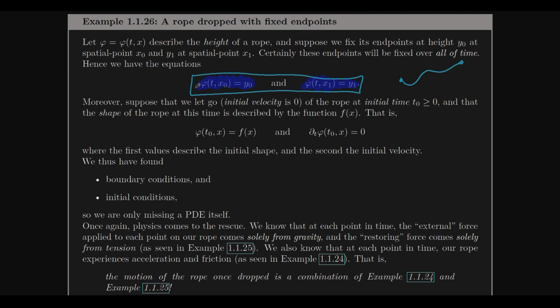But once again, what is the boundary of time? The boundary of time is the present. So we're going to ask questions about what is the shape of the rope at the present. We're going to give it a name f. And let's make our life a little bit easier and say that the initial velocity of the rope is 0.